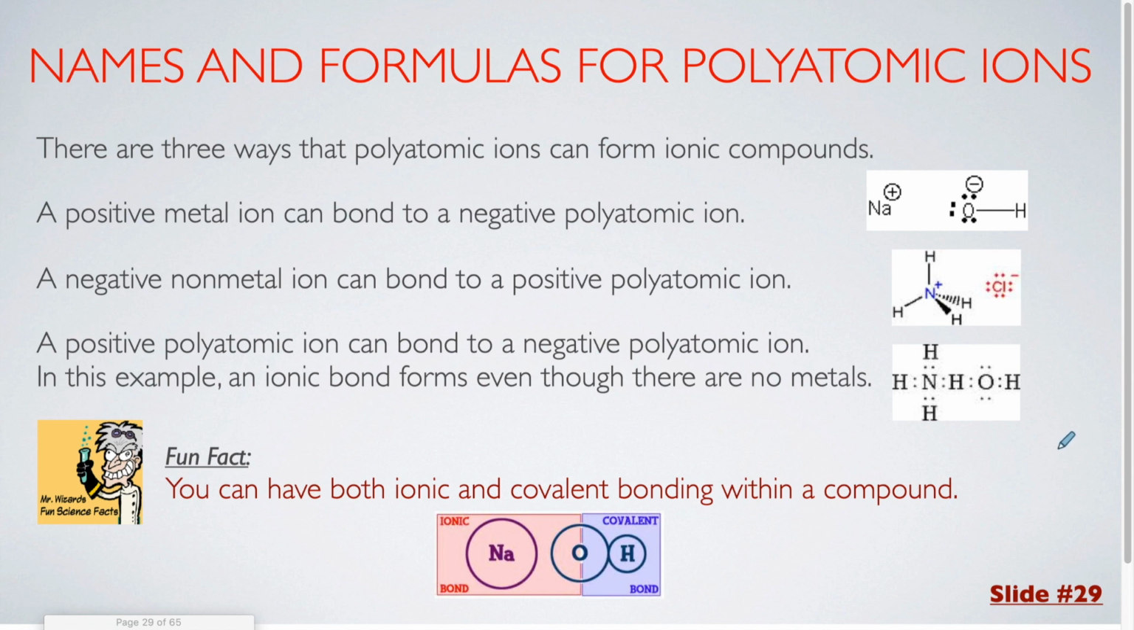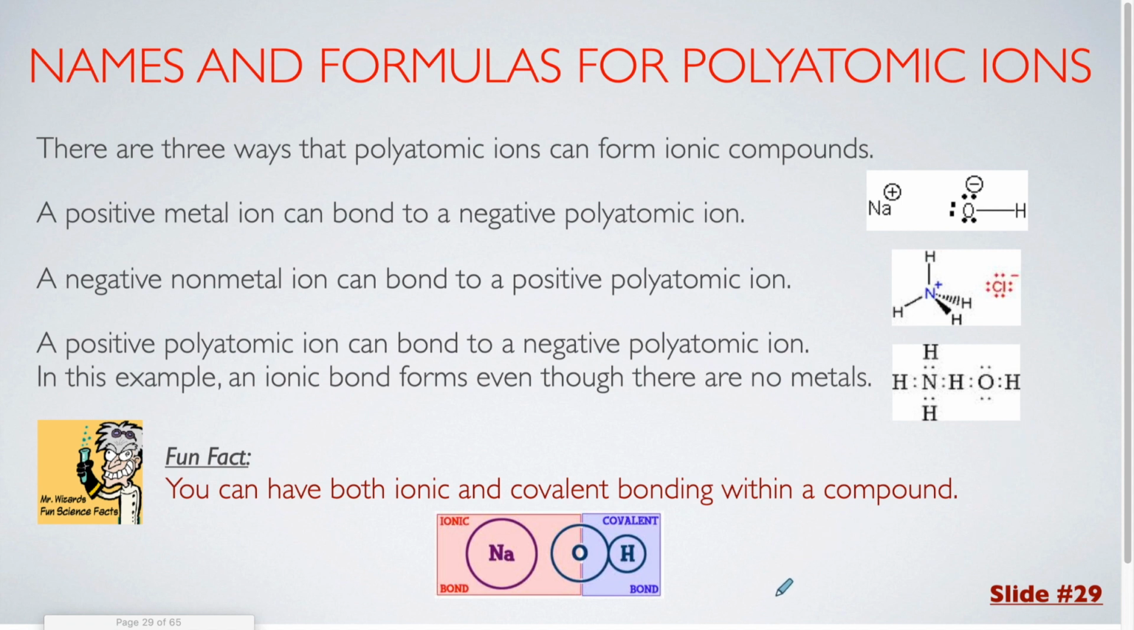You can also have an instance of 2 polyatomic ions bonding together. Here we have the ammonium bonding to the hydroxide. What's interesting about this example is that we have ionic bonds occurring even though there are no metals present. So while most ionic compounds are going to be between a metal and a nonmetal, this isn't always the case.